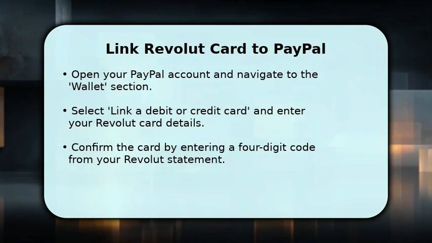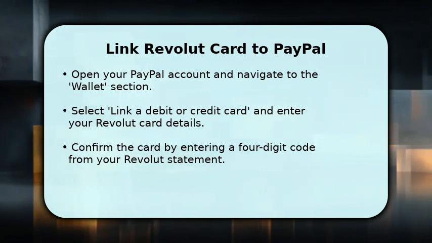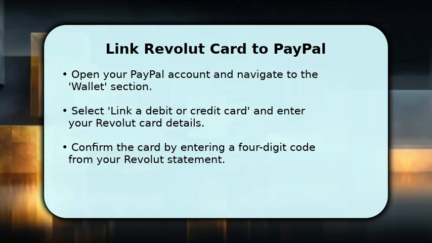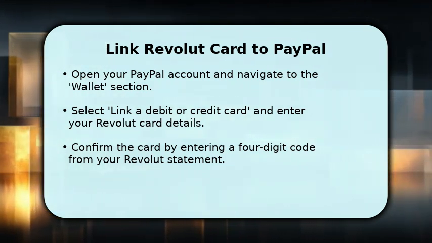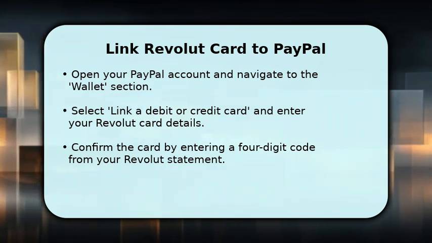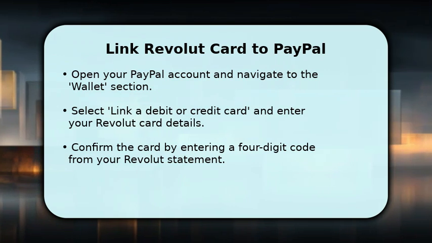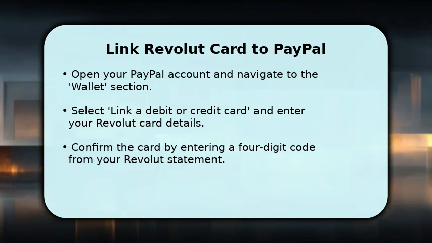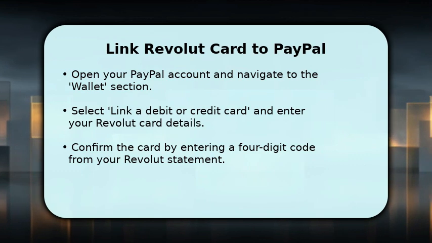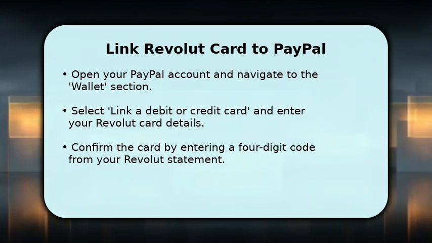To begin, open your PayPal account and locate the Wallet section. From there, choose the option to link a new debit or credit card. Carefully input your Revolut card number, expiration date, and security code. PayPal will then make a small, temporary charge to your Revolut card, typically less than $2. You will find a unique 4-digit code in your Revolut transaction history to verify the card.